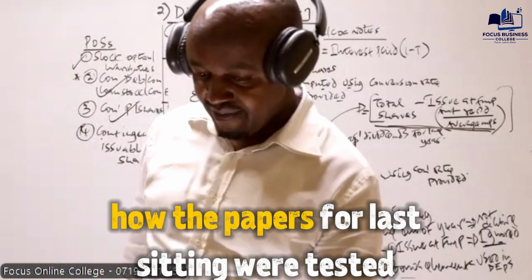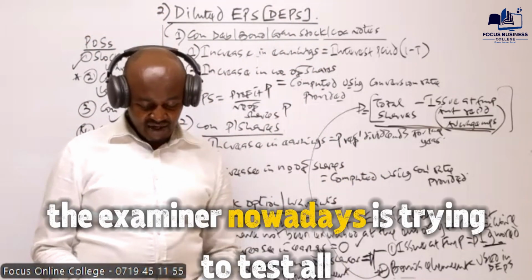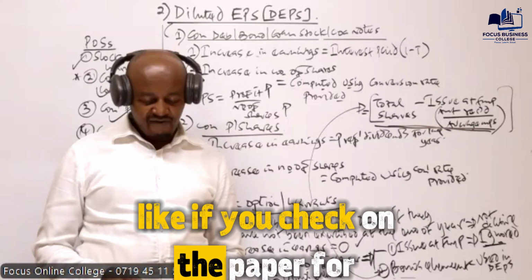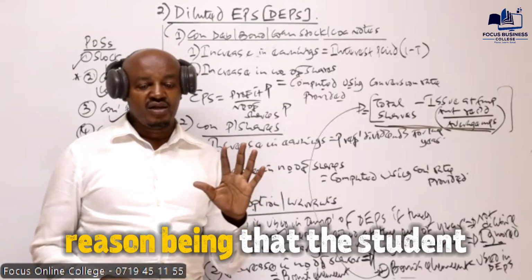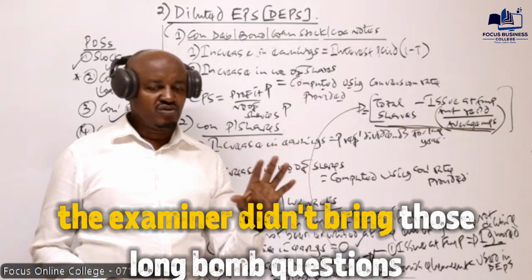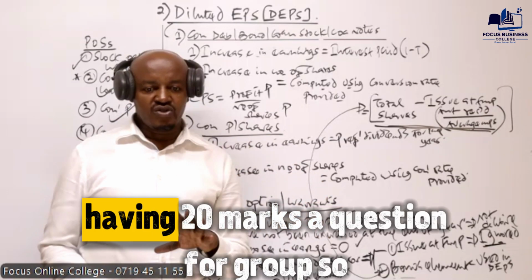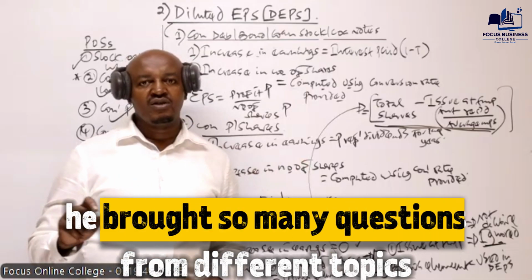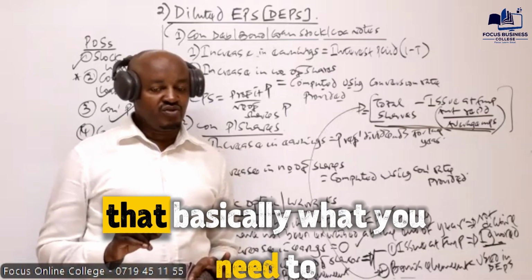If you check on how the papers for last sitting were tested, the examiner nowadays is trying to test all the topics. The paper for last sitting was one of the challenging papers, because the examiner didn't bring those long questions, like a cash flow question of 20 marks or a question for group. What the examiner did was bring so many questions from different topics. So moving forward, that's what you need to note.